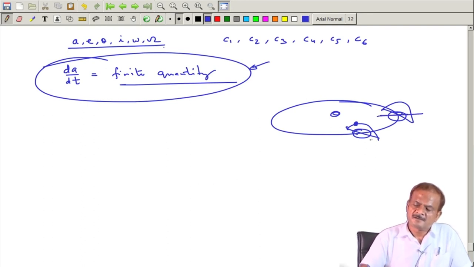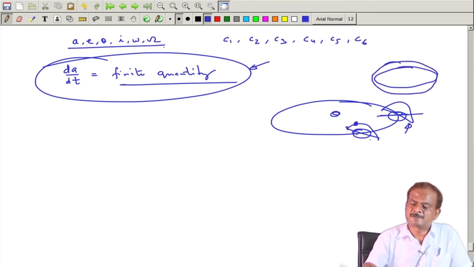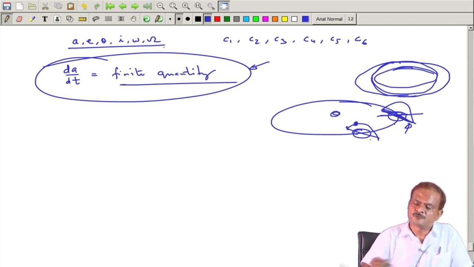Okay. And this nodal line rotation results from the non-spherical shape of the earth. Rather than being a sphere, it is an oblate spheroid, like this. And because of this, this nodal line can rotate.